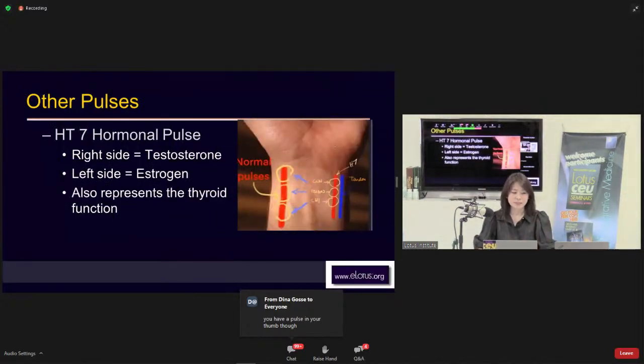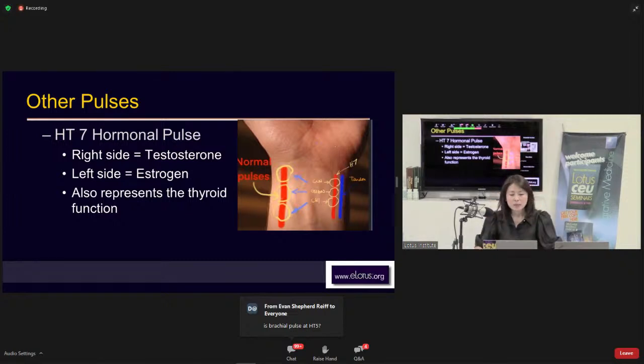Okay, next is the heart 7. Oh, somebody asked, you have a pulse on your thumb though. Yes, you do have a pulse on your thumb, but then you can distinctively feel that very thick pulse when you feel it. On some people, you won't feel a thing. So if they have it, you will feel it.